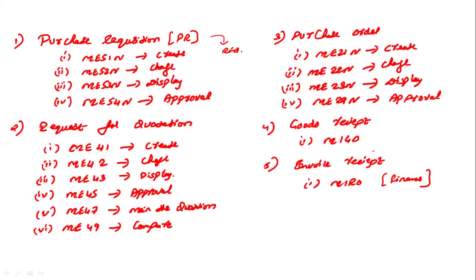Okay, so these are the transaction codes to create one P2P cycle. Normally, it starts with purchase requisition and ends with payment. So the last step is payment. I don't know the transaction, but this is done by the finance team. So whenever the requisition is raised, until the payment happens, these are the steps and transaction codes you will be using to complete one P2P cycle.